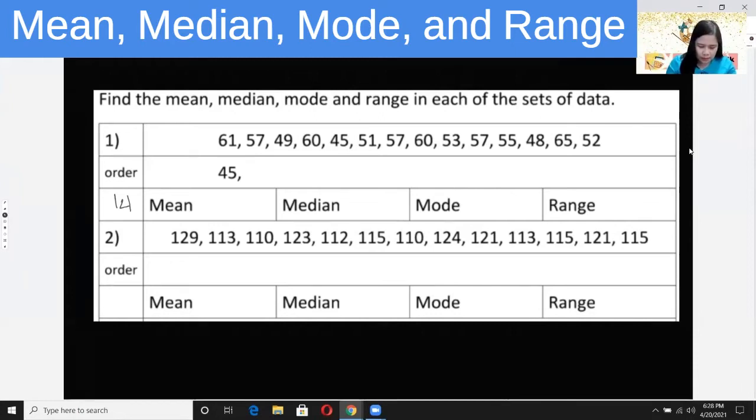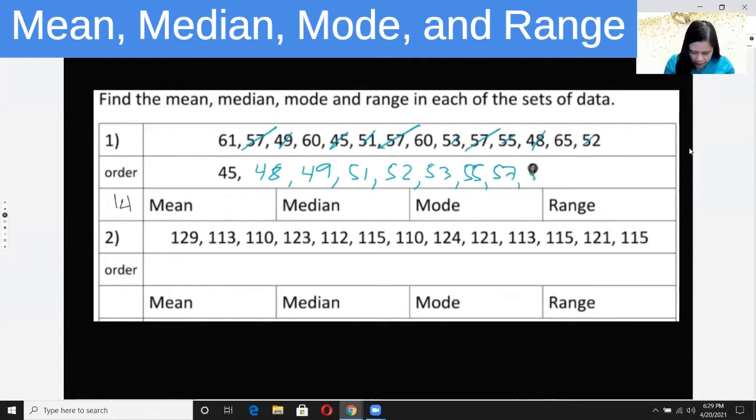So let's start with the smallest number, which is 45. It was already written, so we'll just cancel it so that we will not get confused about which numbers we already wrote. After 45, we have 48. After 48, we have 49. And then we have 51, 52, followed by 52, 53. Then we also have 55. We have 57, three times. 1, 2, and 3. So we write 57. After 57, we have two 60s. 60 and 60. Then we also have 61. And then the last, 65.